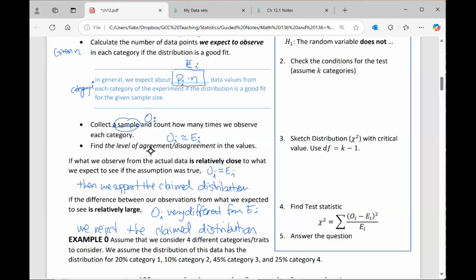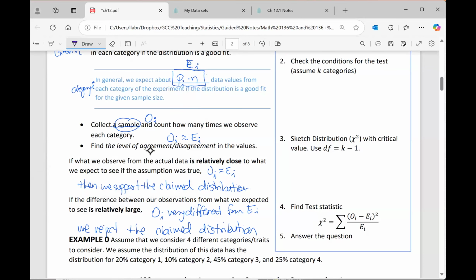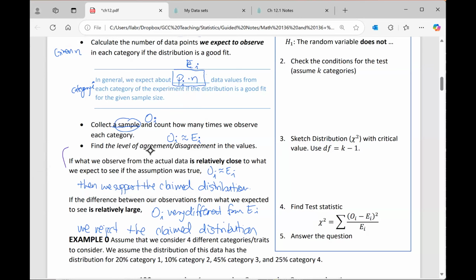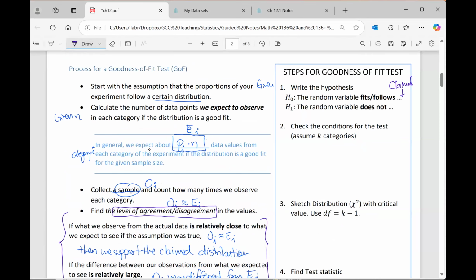All right, and it's as simple as that. This gives us what's called a goodness of fit test. This procedure here is literally the goodness of fit test. And it's very easy to see where that name comes from. We're essentially quantifying the level of agreement or disagreement between the observed and the expected. So this gives me the steps for the goodness of fit. So notice the hypothesis, we're going to say the random variable or our distribution fits or follows whatever it is that is claimed. And the alternative is that that is not true. That is not the case.